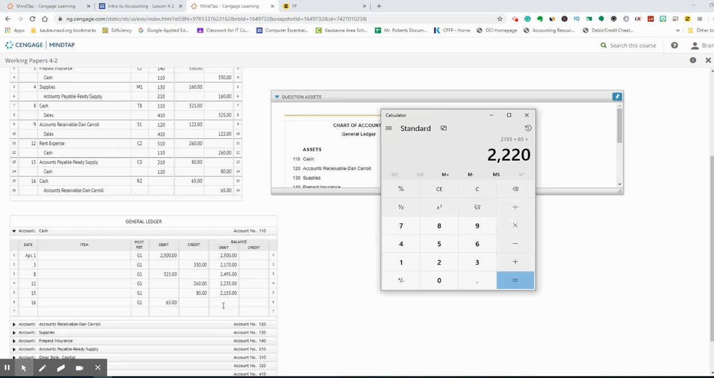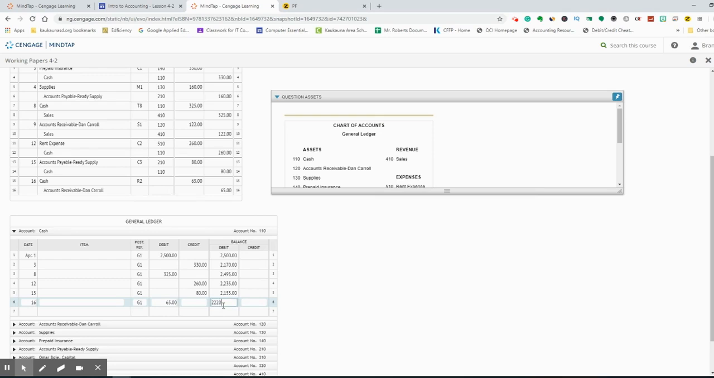Excuse me. So then let's move account number 110 up here. Right? Or let's write it in the post reference. We're not actually moving it, obviously.